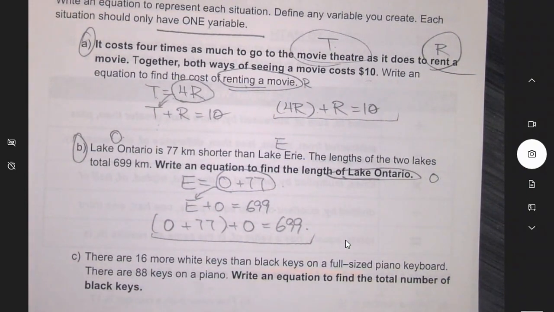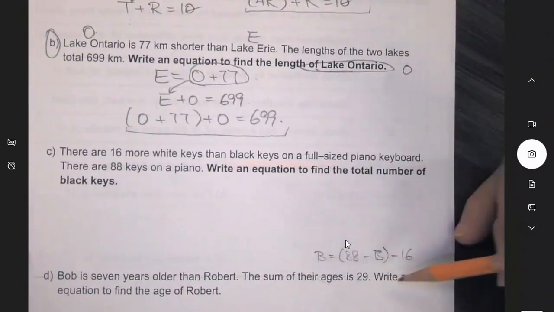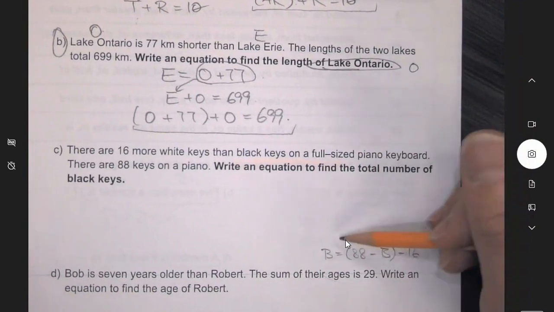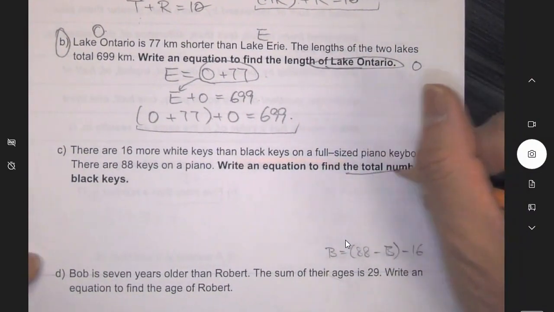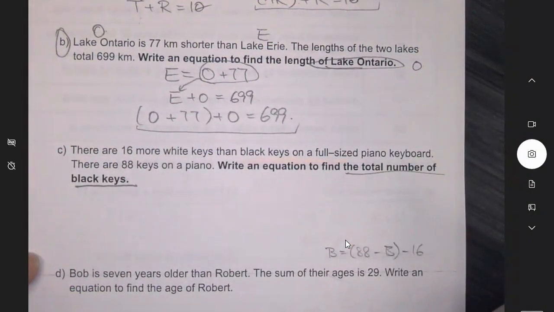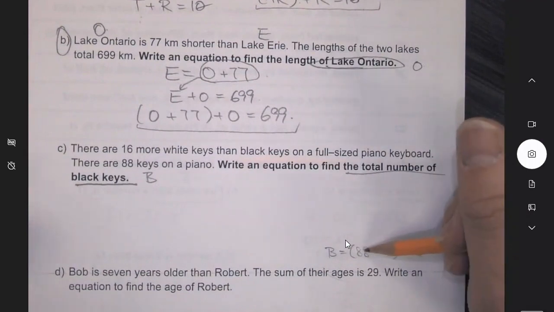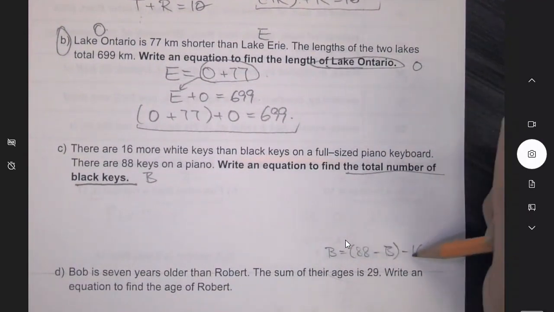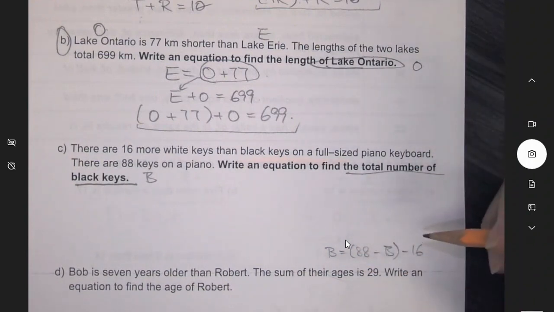Okay, so hopefully you have had a chance to figure out these two equations. As you can see here, I have already done this equation. Because you're looking for the total number of black keys, I'll use B for black. So 88 minus B minus 16 equals B. Okay, so that's one way of doing it.